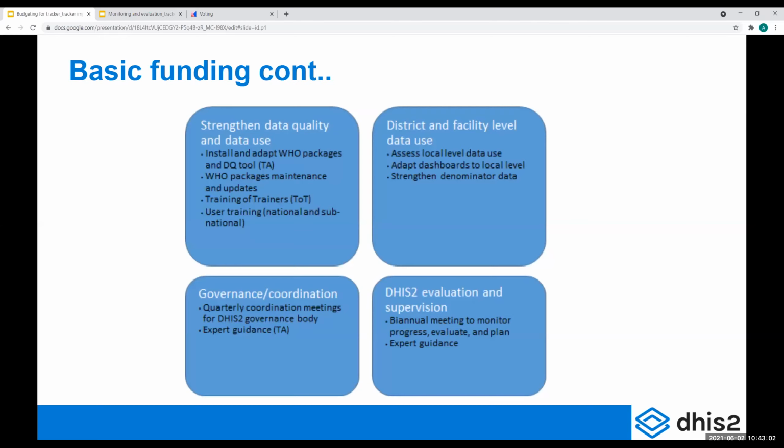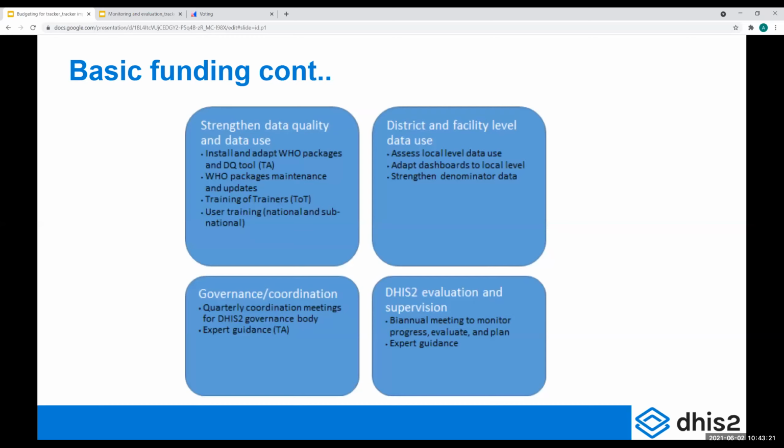Training of trainers to make sure that you have good quality trainers that can train health facility staff. And then, of course, big costs associated to user trainings. And the same for data use at district and facility level.